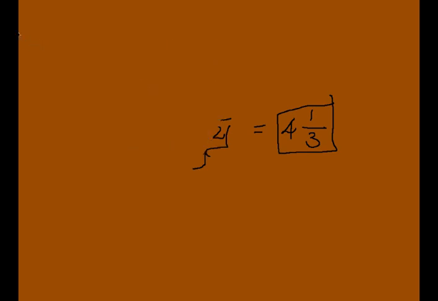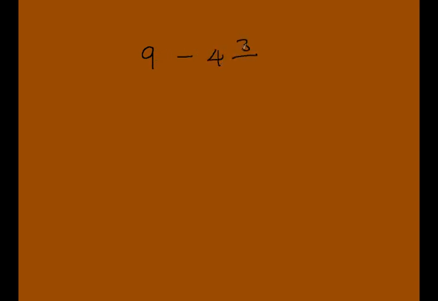Now, the only problem is when it's the other way around. It's when the whole number comes first, and the mixed number comes after. That's when it is a problem. We're not allowed to do 9 minus 4, which is 5, then keep the fraction. We're not allowed to do that. Whenever the whole number comes first, the step to take is to borrow 1 from the 9.